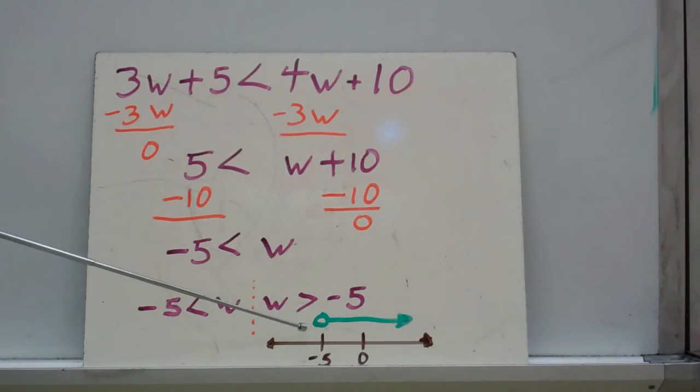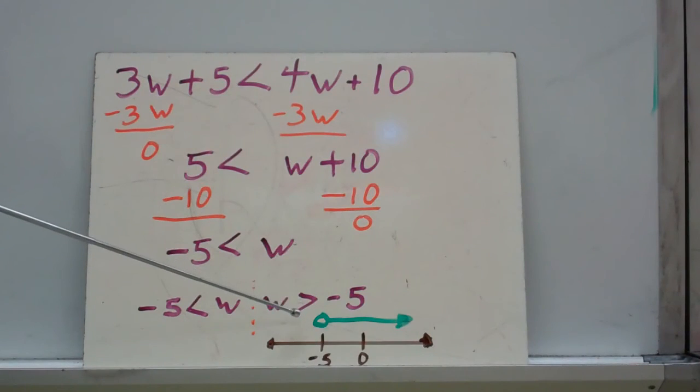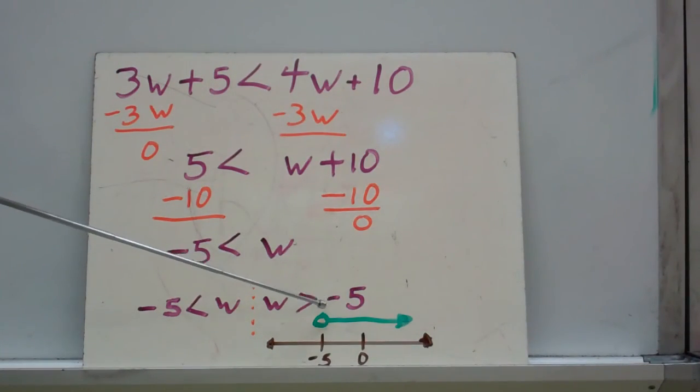So we come down here to graph it. We start at negative 5. It is a greater than symbol, so that means it's an open circle, and we are looking for numbers larger than negative 5. So any number larger than negative 5 will work for that solution, for that inequality.